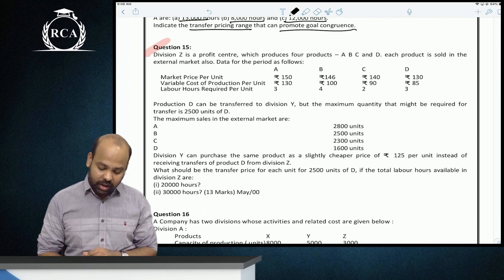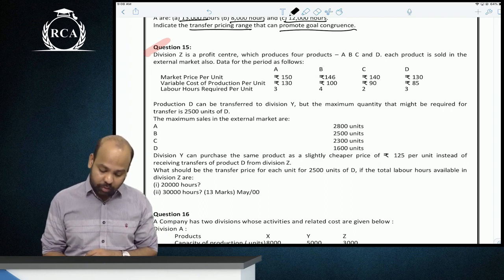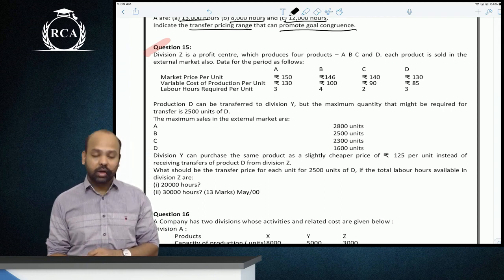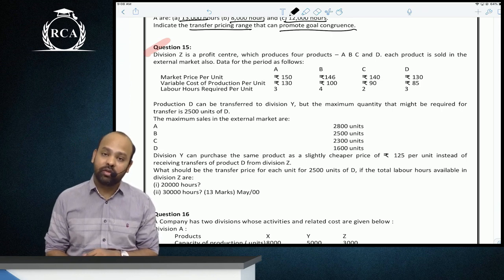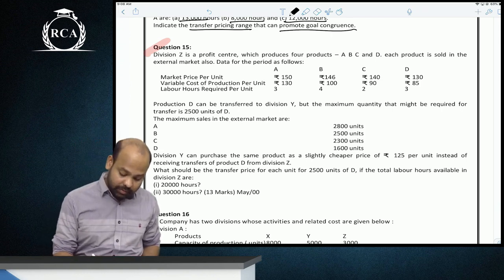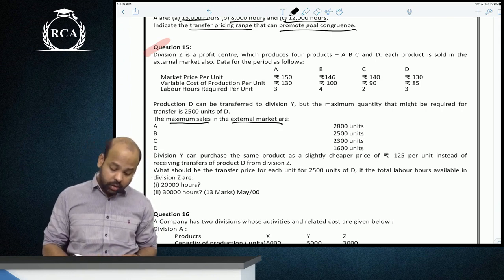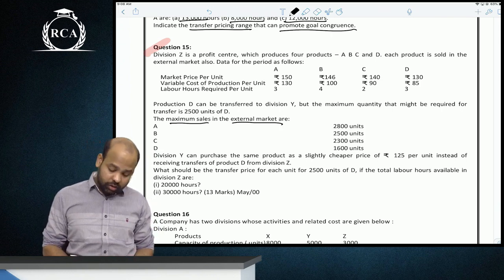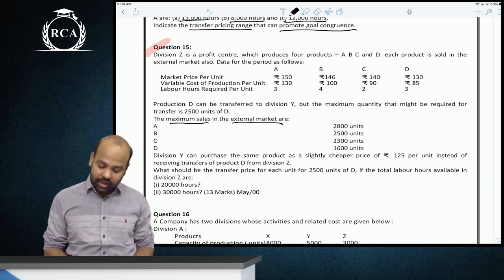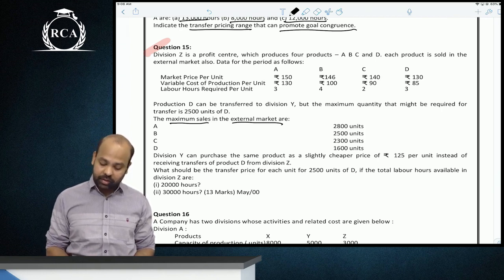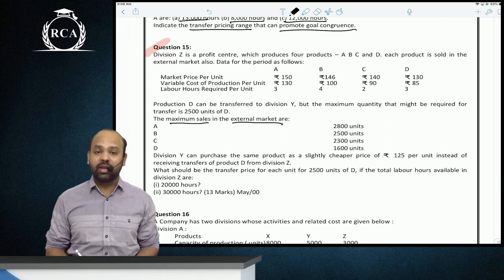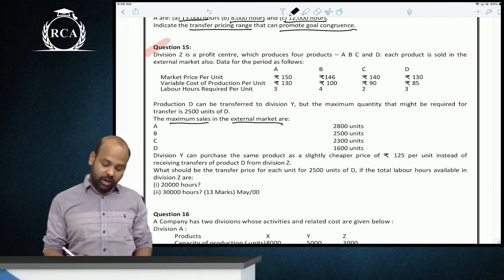Product D can be transferred to division Y, but the maximum quantity that may be required for transfer is 2500 units of D. The maximum sales in the external market are as follows. Division Y can also procure the same product at a slightly cheaper price of 125 per unit instead of receiving transfers of product D from division Z.